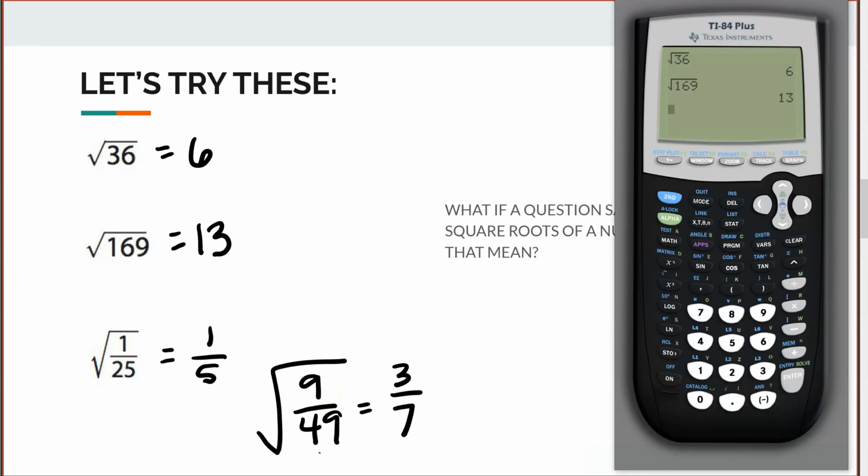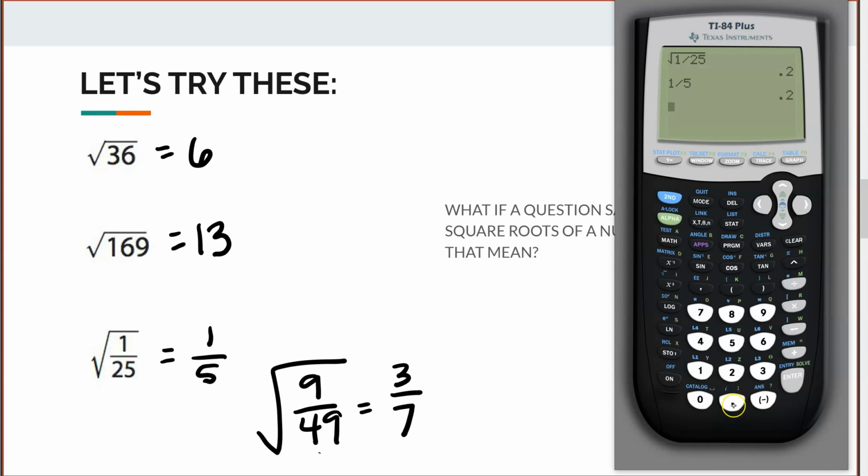And again, you can double check on the calculator. It will be a little bit different on the calculator. Square root of 1 over 25. 0.2. Whoa, oh no, it gave me a decimal. So what do? Well, 1 divided by 5, you can check like that. 1 divided by 5 is 0.2. So yes, it is the same. My answer is correct. Again, I'm using the calculator to double check.